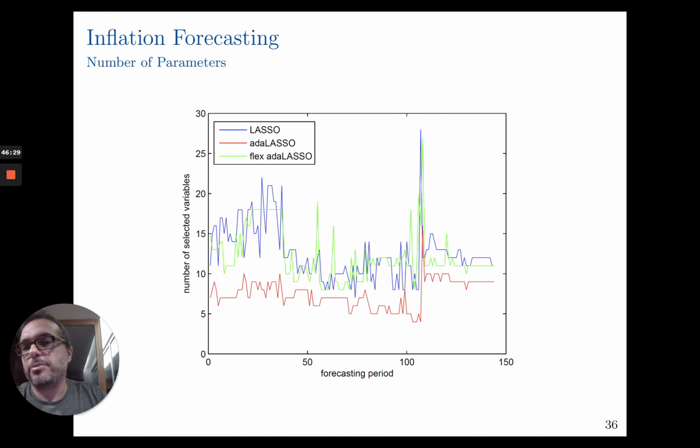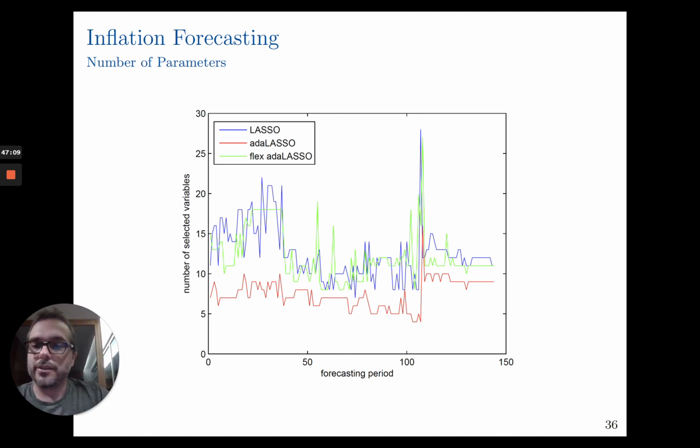And these are the number of parameters selected. You see that the adaptive lasso selects fewer parameters than the other two models. Okay? And just to note, we have around 500 variables in total, and in the final model the number of variables will be somewhere between 7 and 20. So the final estimated model is highly sparse. Okay? So that's all for now.